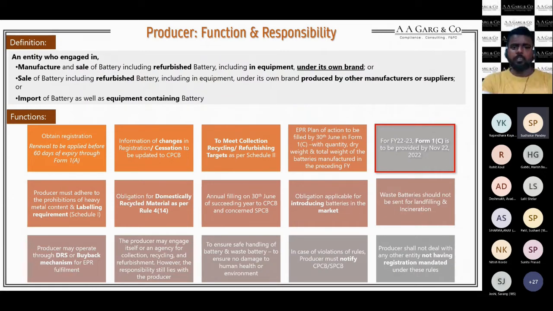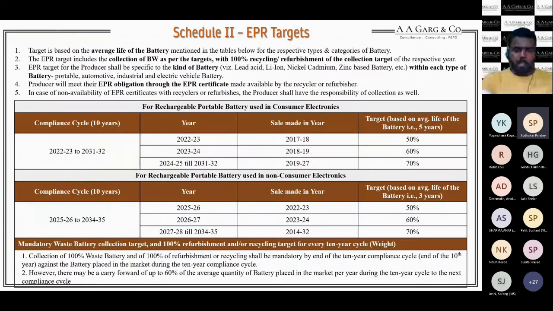So these are the functions that we have picked up from the rule issued in 2022. Then, like we were speaking about the target given in Schedule 2, we have prepared this slide for your quicker consumption. The target is basically defined based on the average life of the battery mentioned in this table. Like if the battery's average life is 3 years, then it becomes waste after that. Then what quantity of that battery will be my target as a producer is also given in this table.